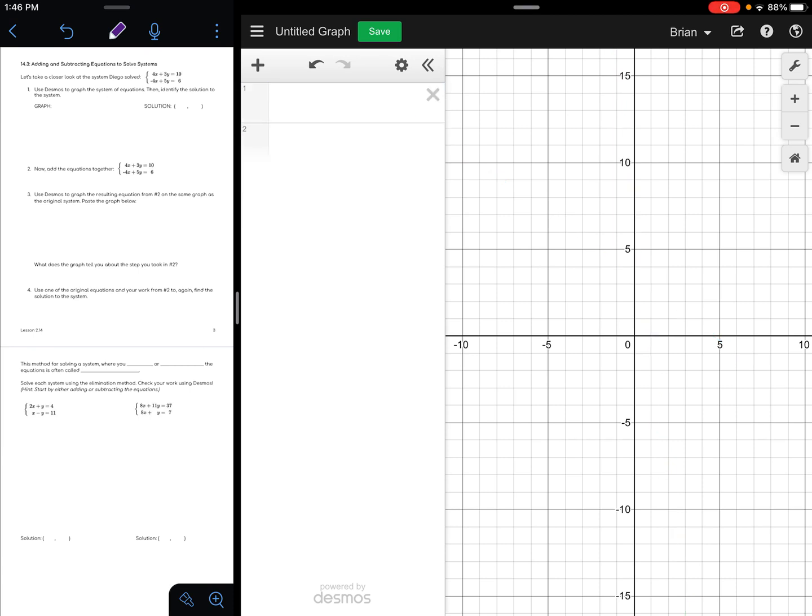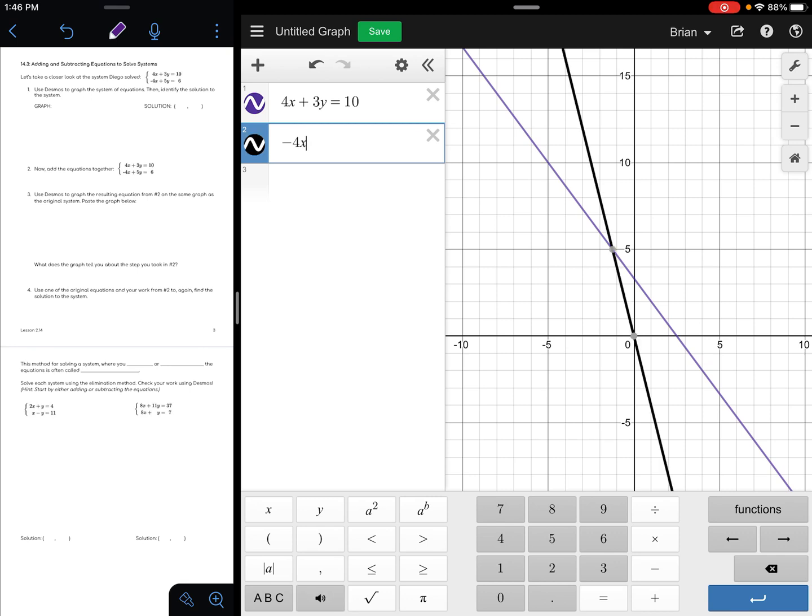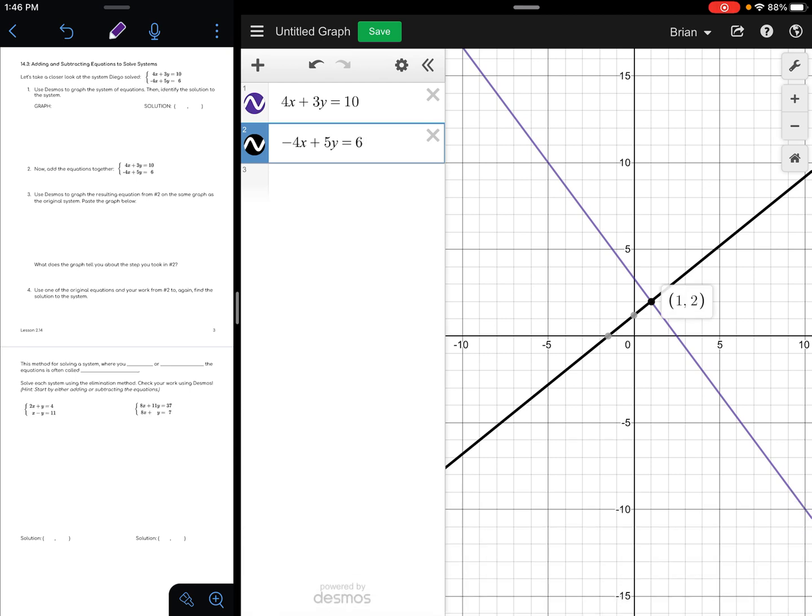All right, let's go to Desmos and let's actually put those two equations in. So our first equation was 4x plus 3y equals 10. And our second equation is negative 4x, so minus 4x plus 5y equals 6. All right, so you will notice that we get our two lines and that they do cross. And remember, our goal there is to figure out what point is on both of the lines, what point makes both equations true, and we see that with the intersection point of these two.